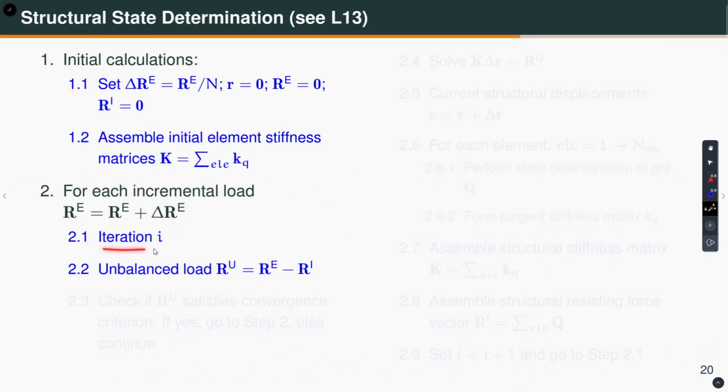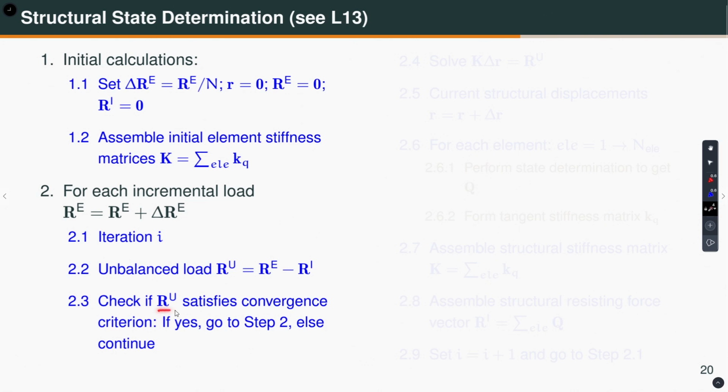So, for iteration I, we calculate the unbalanced load, which is RU is equal to RE minus RI. We are just going through the Newton-Raphson procedure, which we have introduced in the introductory lecture. Now, check if RU satisfies the convergence criteria. I will go through the convergence criteria for this approach. If yes, then you go to step 2 and go for the next increment. This is done in a loop. So, naturally for the first iteration it will not be satisfied. Then what do we do?